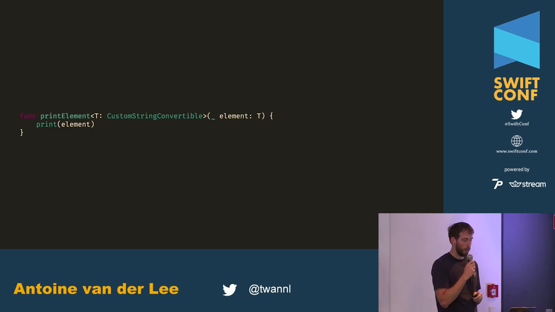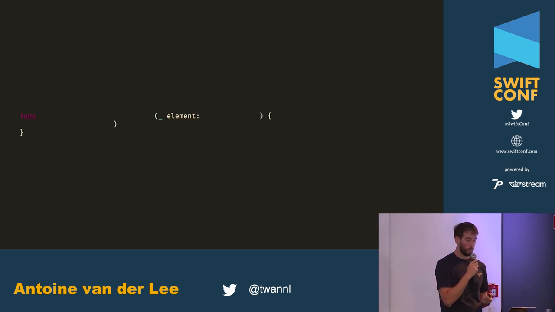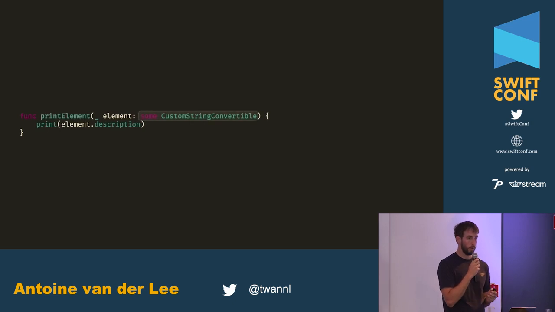So here we have a print element method. And as you can see, we have a T where T is constrained to CustomStringConvertible. And we learned that an opaque type is a shorthand for T where T conforms to a protocol. So we can rewrite this and use the some keyword.